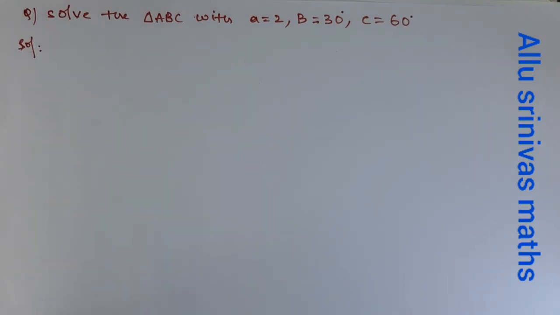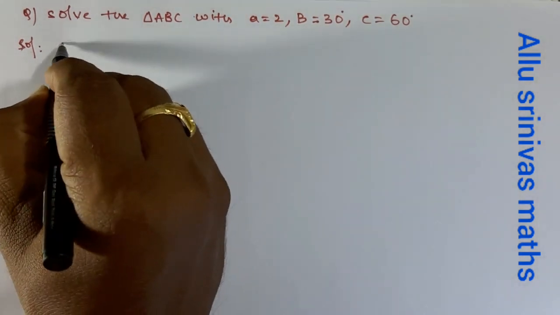Here given 3 elements of a triangle and we find the remaining 3 elements. This process is called the solution of the triangle. Here the 3 elements are A equal to 2 and angle B equal to 30 degrees, angle C equal to 60 degrees. So you find the third angle, angle A, and remaining sides side B and side C by using sine rule. And the third angle we find from the relation between 3 angles.